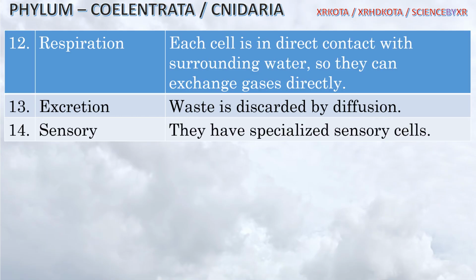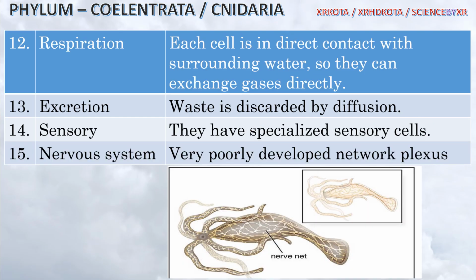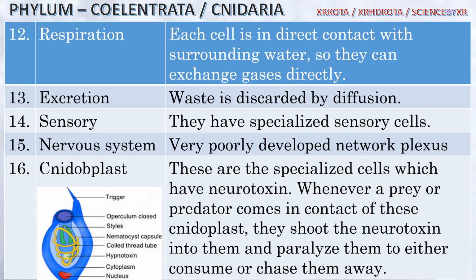Sensory: they have specialized sensory cells, developed for the first time. And they got a nervous system, a very primitive type of nervous system, which forms a network of neurons. See the network of neurons, and this network of neurons is called a plexus. That makes the entire body respond together. Suppose you touch here, the entire body will shrink, or you touch here, the entire body will show the response, because all the neurons are interconnected.